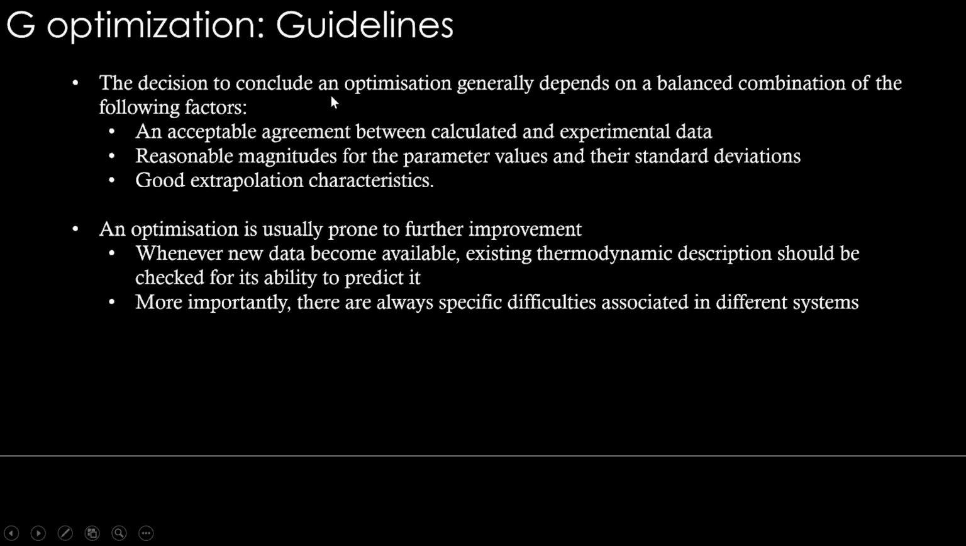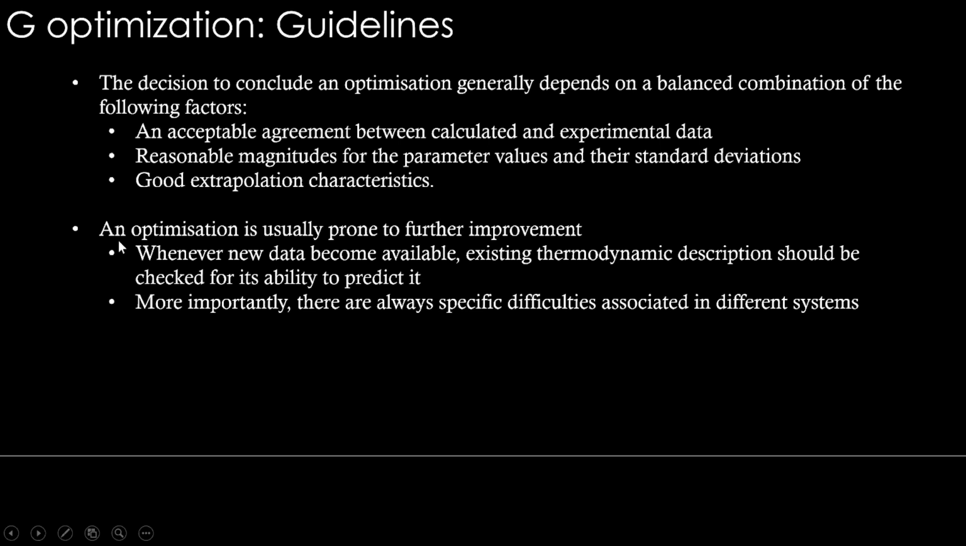And the decision to conclude an optimization generally depends on a balanced combination of the following factors. 1. An acceptable agreement between the calculated and experimental data, meaning the sum of squares should be within some minimum number. 2. Reasonable magnitudes for the parameter values and their standard deviations. 3. Good extrapolation characteristics should be there. Once these things are checked, we can conclude.